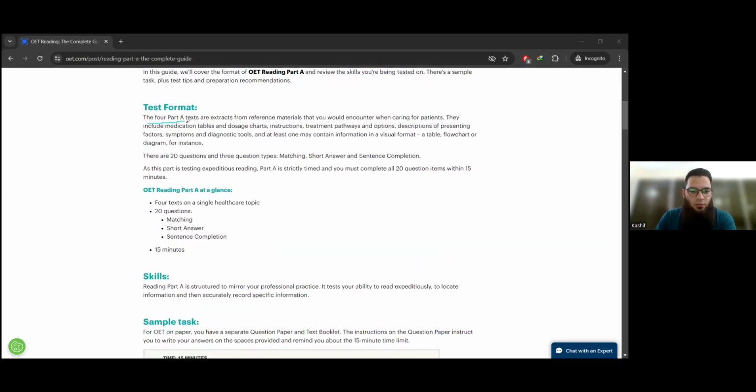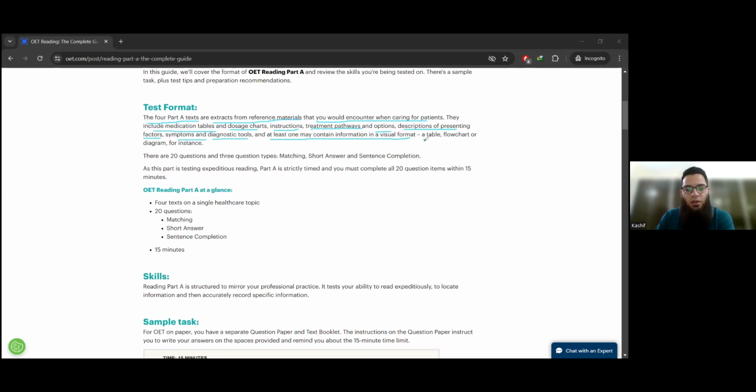Test format: the four Part A texts. In Part A, you will be given four texts. Please understand, in Part A there will be sub-parts. You will be given four texts, extracts from the reference materials that you would encounter when caring for patients. They can include medication tables, dosage charts, instructions, treatment pathways and options, descriptions of presenting factors, symptoms, and diagnostic tools, and at least one may contain information in a visual format.